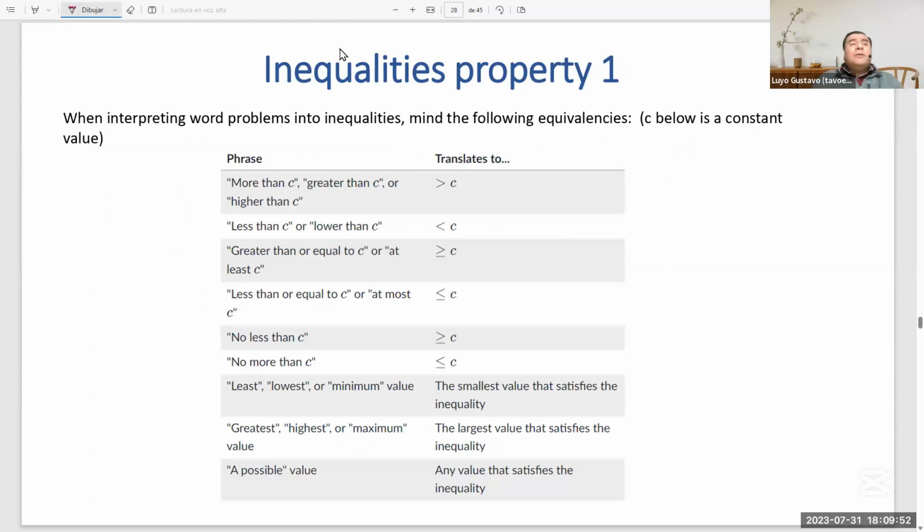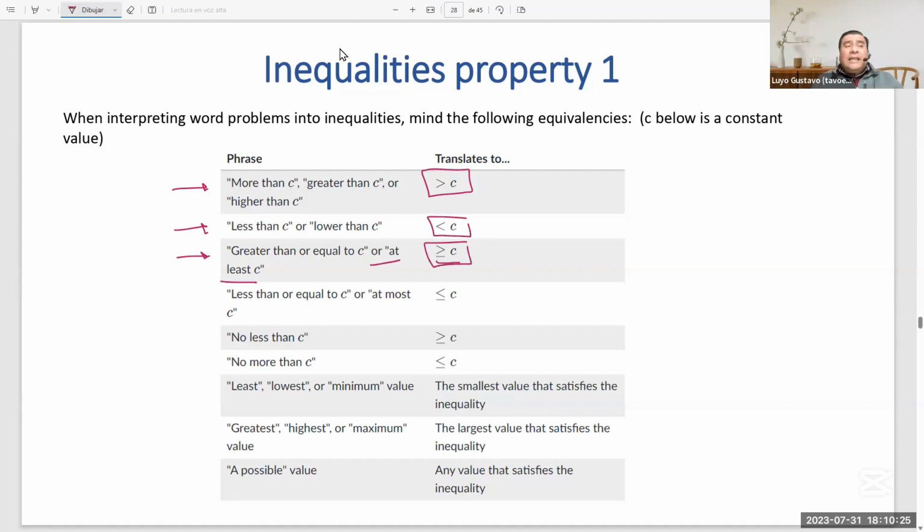For example, whenever you find these phrases, more than C, greater than C, where C is a numerical value, or higher than C, you can represent that with this inequality, greater than C, okay? The opposite, less than or lower than, is this. Greater than or equal to is this symbol, right? Greater than or equal, or at least C. Think about it, at least C. That means it could be C or more. So that's why at least C also translates to this inequality.